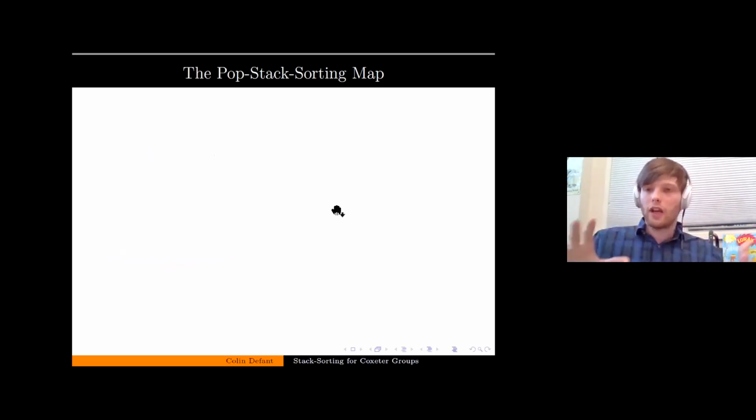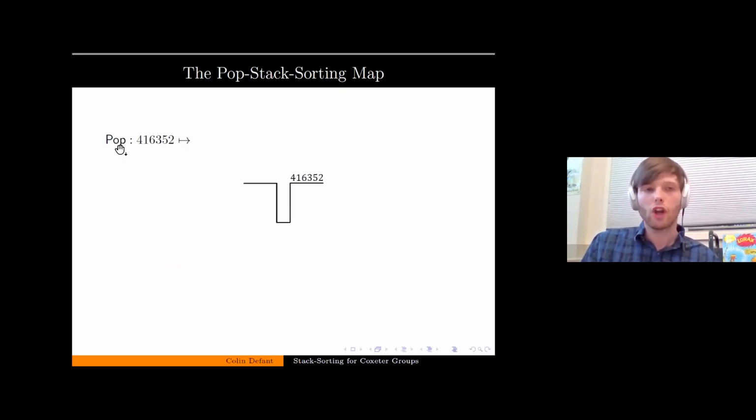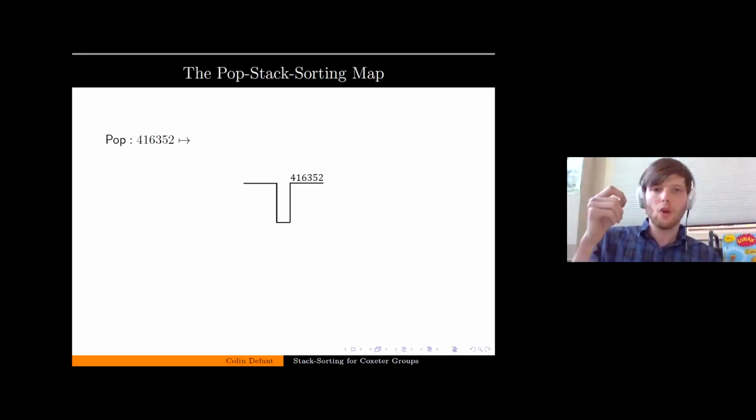Now, here's a variant of the stack sorting map. This is called the pop stack sorting map, and I'll denote it by pop. This has a very similar rule. The only difference here is that whenever you pop a number out of the stack, everything has to pop out. So whenever one number comes out, everything comes out.